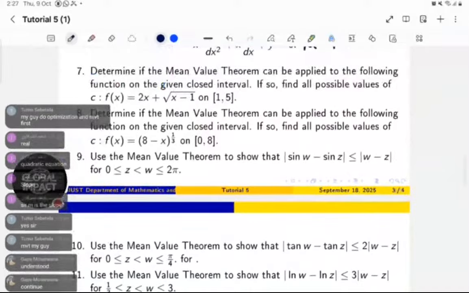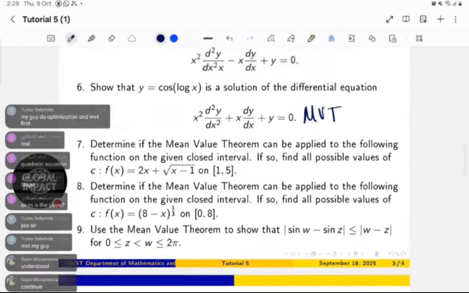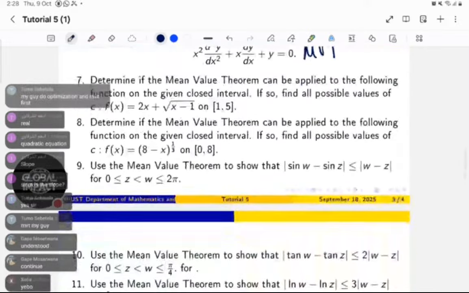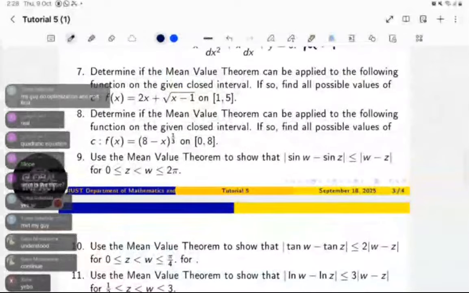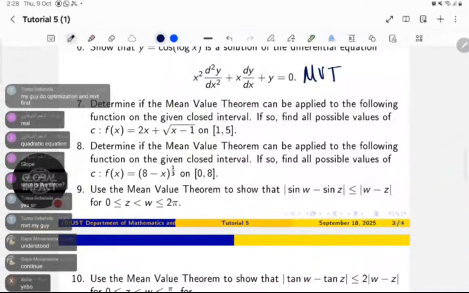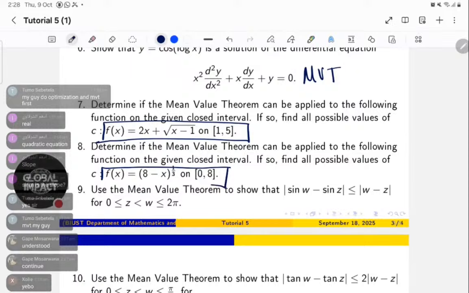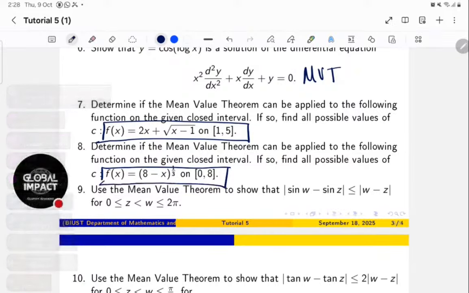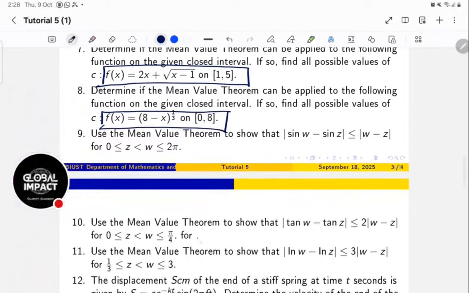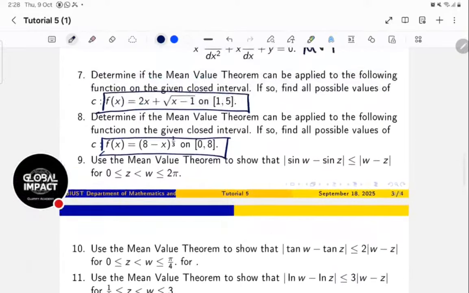Let's start with the questions. The first question is number 7. Let's just go and do it. Then the second, we have this. Don't think, just go and do it. We'll see what to do with number 9, number 10 and 11. But look at the first one. What are you thinking about?